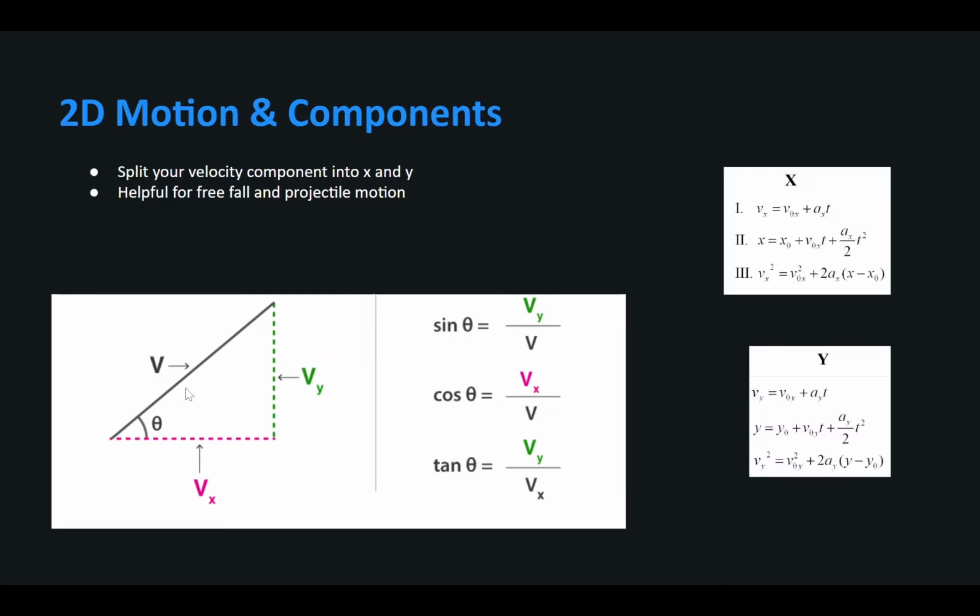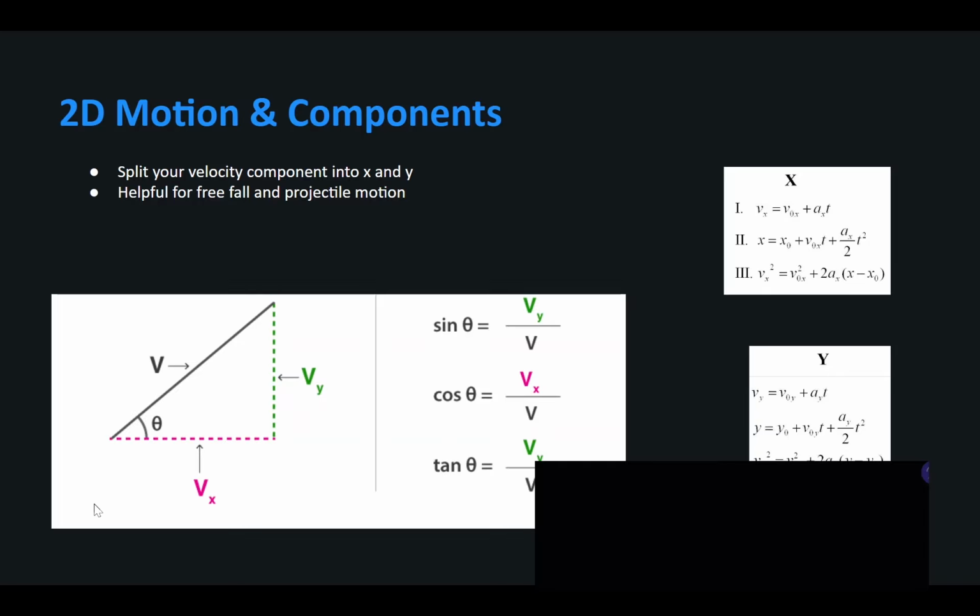But now we can split this into x and y components using SOHCAHTOA. And if we take sine of theta, which is opposite over the hypotenuse, we would get Vy over V. And if we take the theta here and use cosine, we get adjacent over hypotenuse, which is Vx over V. And if we take tangent of theta, we get Vy over Vx. And then we can use that to manipulate the equations to solve for Vy. So we multiply by V, multiply by V, and these will cancel out. So then you have Vy is equal to V sine theta.